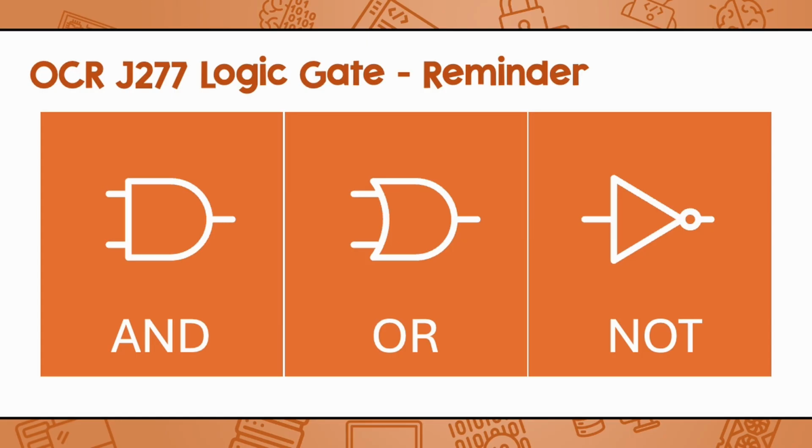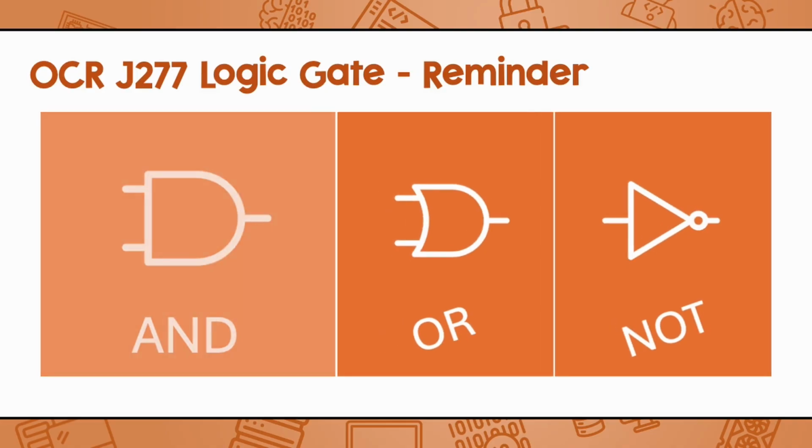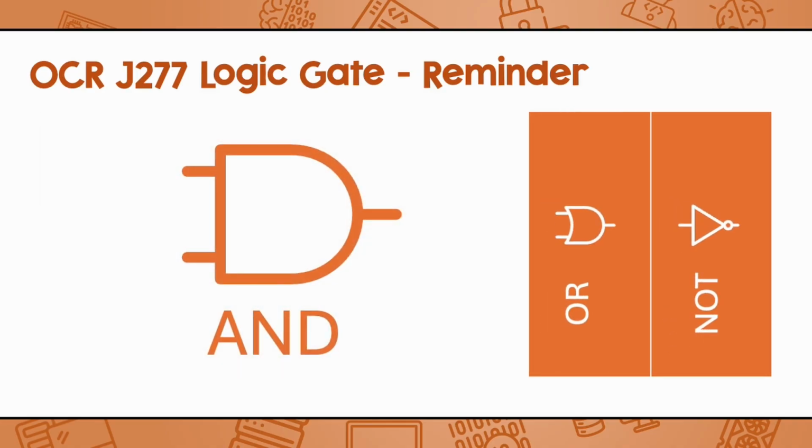We've got the AND gate. The AND gate has two inputs and one output. Now, both inputs have to be positive in order to get a positive output.